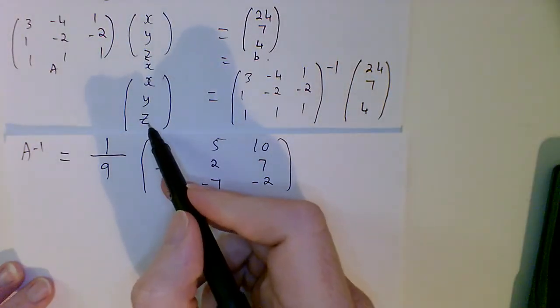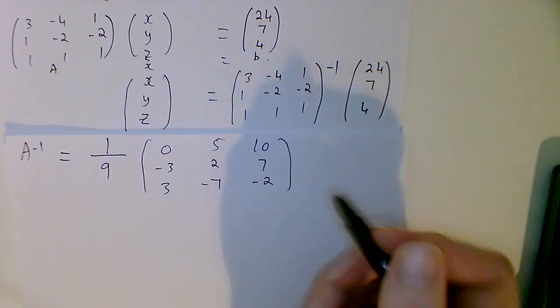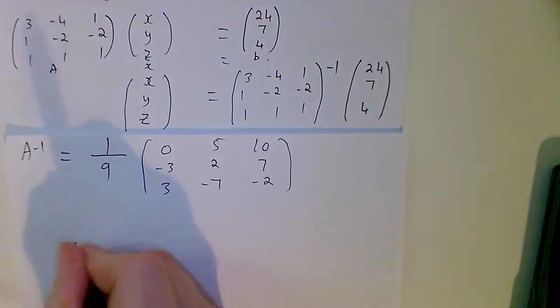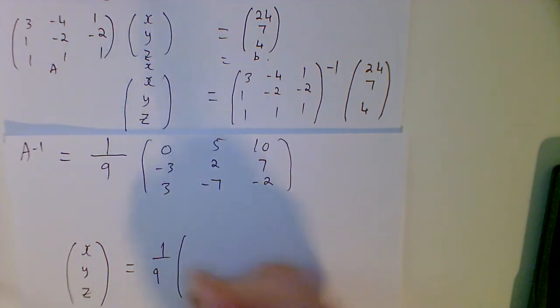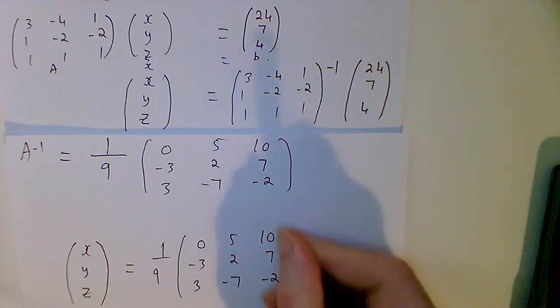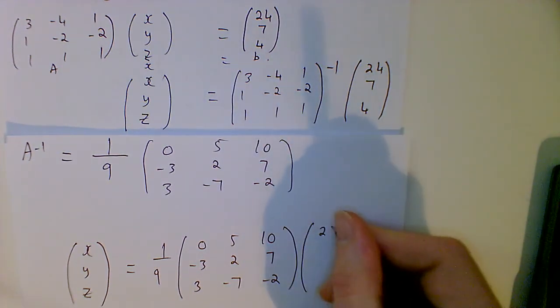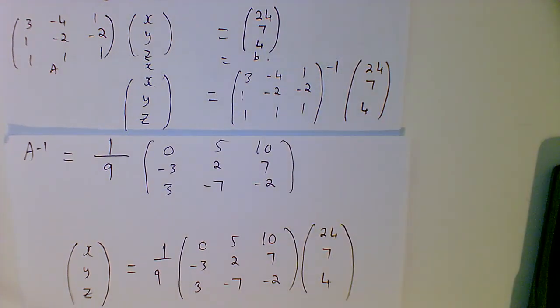So that's what I needed to do. X, Y, and Z were the inverse matrix multiplied by 24, 7, 4. So that means in our case, X, Y, Z is the inverse matrix, which is this thing here. So 1 over 9. And we're multiplying that by 24, 7, 4. And I'm hoping for whole number answers here. We shall see.